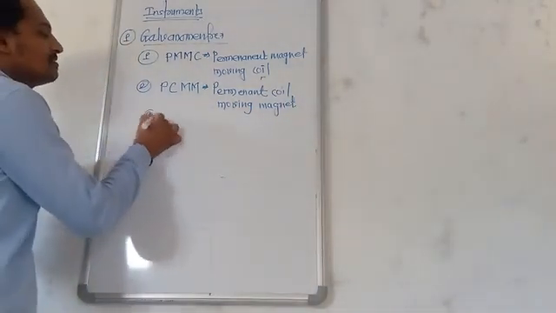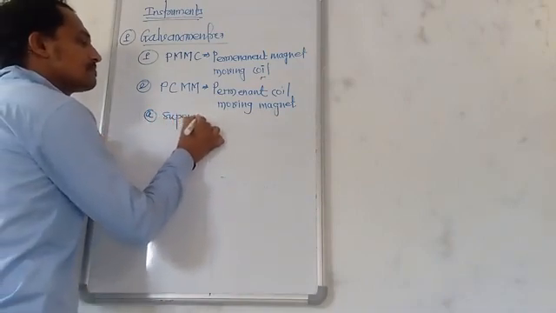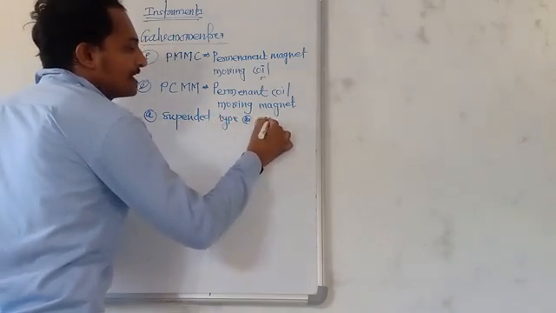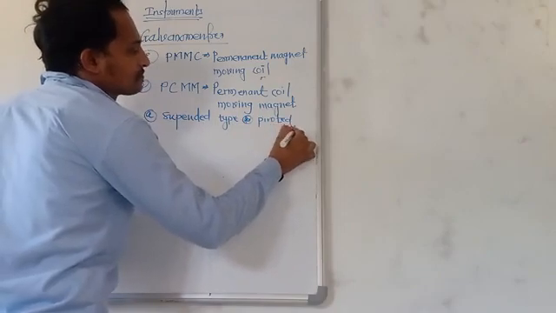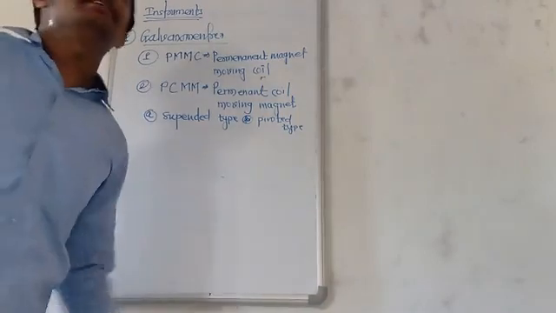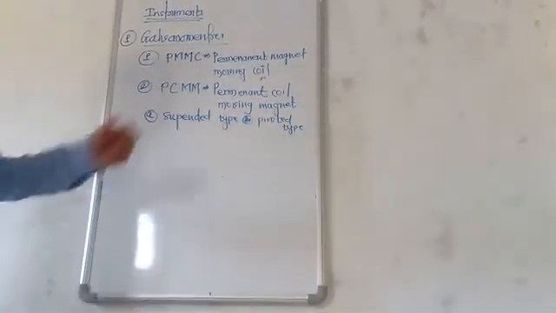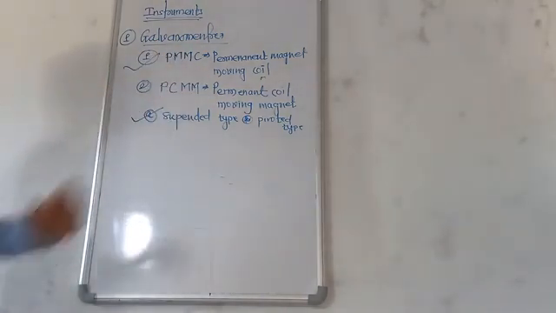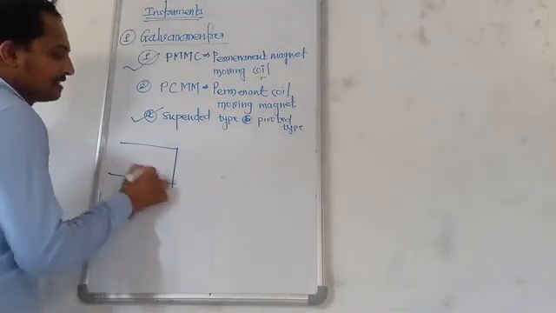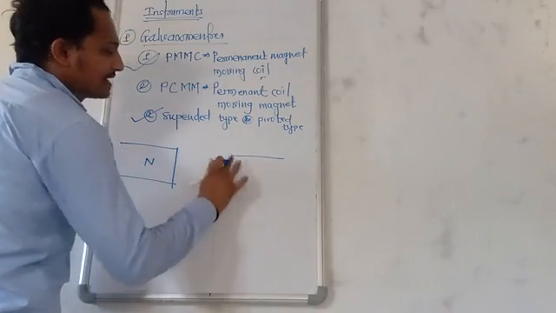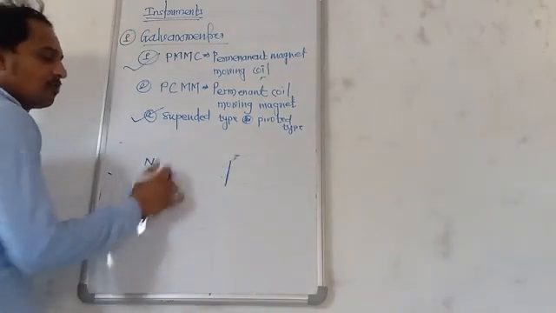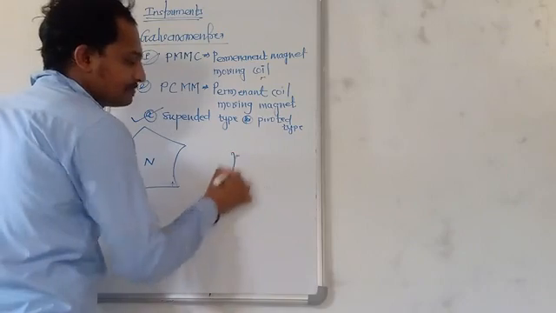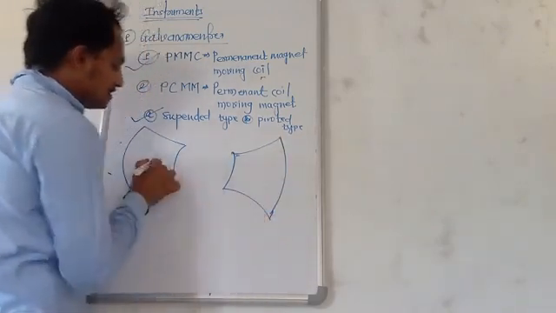In these, again, suspended type and pivoted type galvanometers are there. Suspended means freely movable and pivoted means fixed. We look at the suspended type, permanent magnet moving coil, in which the coil is suspended. We take two magnets, but the shape of the magnets is horseshoe. These horseshoe magnets are used in the galvanometer.